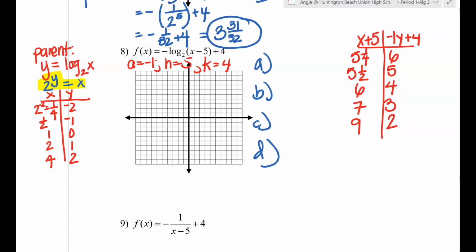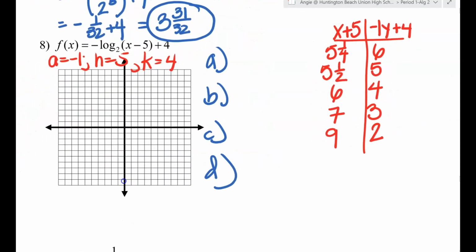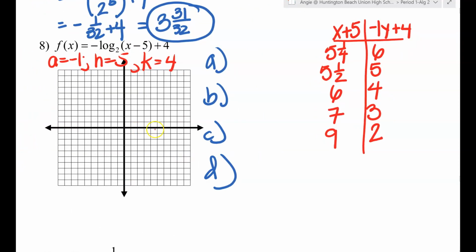Let's plot those. 5 and a quarter. Let me make it a little bit bigger. 5 and a quarter, 2, 4, 5, and go up 6, somewhere like there. 5 and a half, go up 5. Again, these two dots are usually kind of close to each other. 6 is 4. 7 is 3. 9 is 2, so it looks like this.